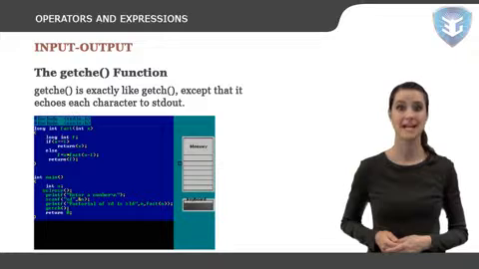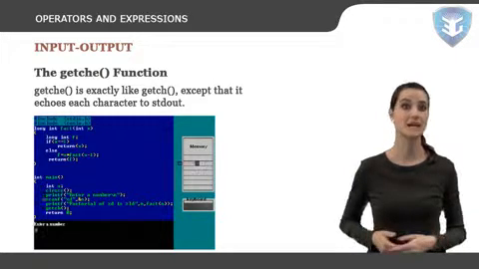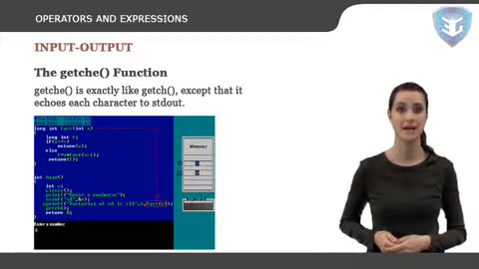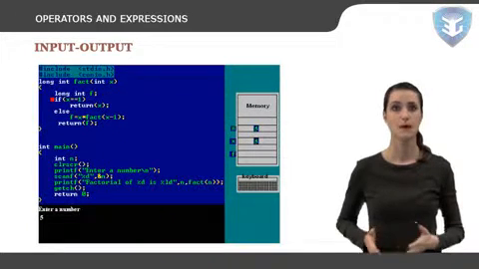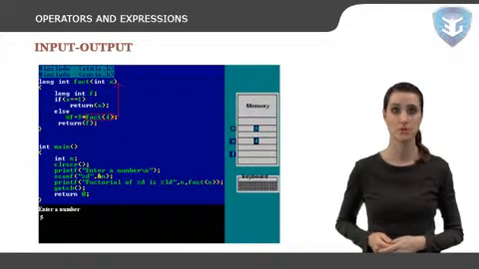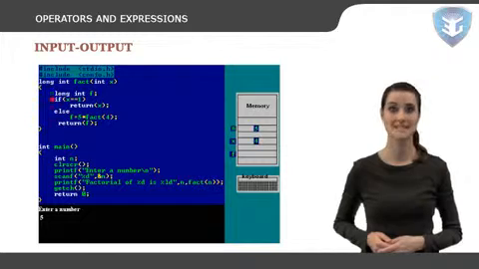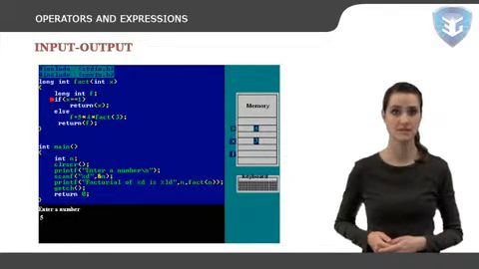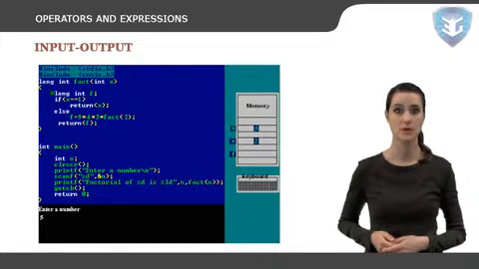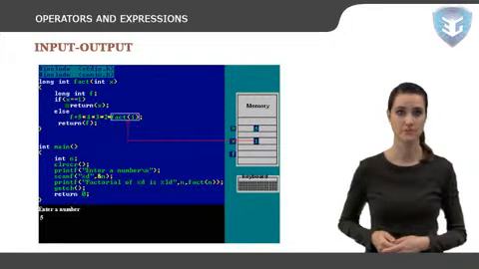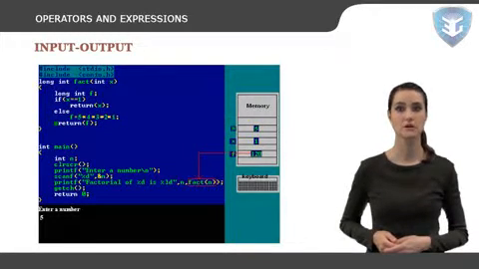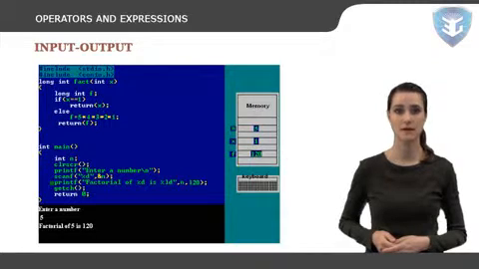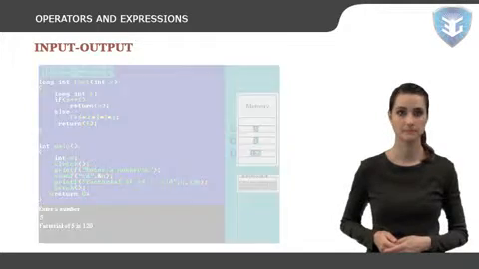The getche function. The getche function is exactly like the getch function, except that it echoes each character to stdout. Modify the program in the getch function portion to use the getche function instead of getch. When the program runs, each key one presses is displayed on screen twice, once as echoed by the getche function, and once as echoed by the putchar function. The getche function is not an ANSI standard command, but many C compilers support it.